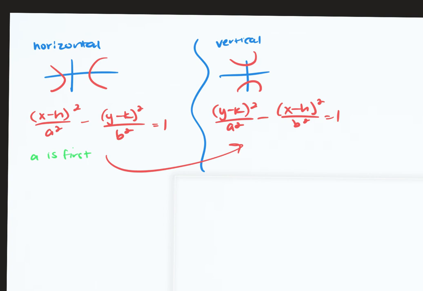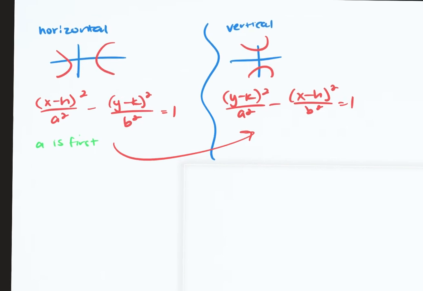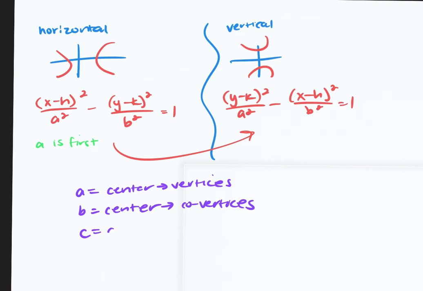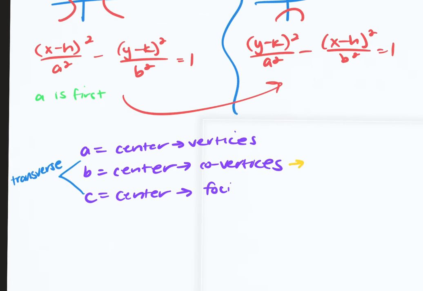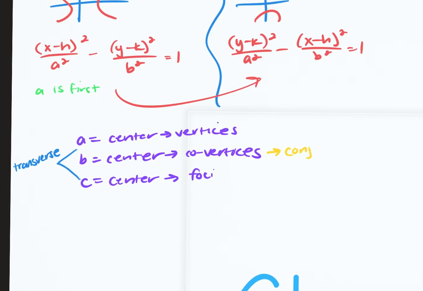Everything after that, well, not everything, but most things after that are similar or the same as an ellipse. A is still center to the vertices. B, center to co-vertices. C, center to foci. The a and c exist on what was called the major axis. It's now called a transverse axis, but it is the same concept as the major axis. And the co-vertices occur on what is called the conjugate axis, formerly known as the minor axis.